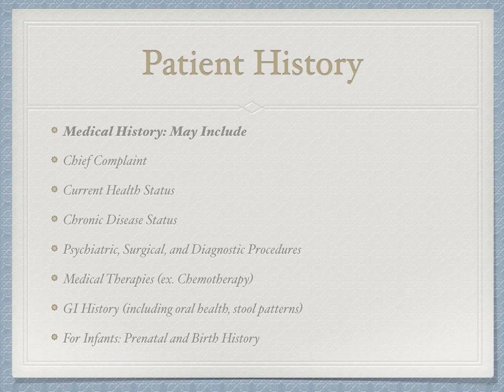For GI history, you want to take a look from top to bottom. How's their mouth? Is there any oral pain? Are their teeth okay? Are they able to eat and chew and swallow properly? How's their bowel movements? Is there diarrhea? Is there constipation? Basically just a snapshot of current and past problems they may have encountered there. And for infants, it's important to obtain a prenatal and birth history.